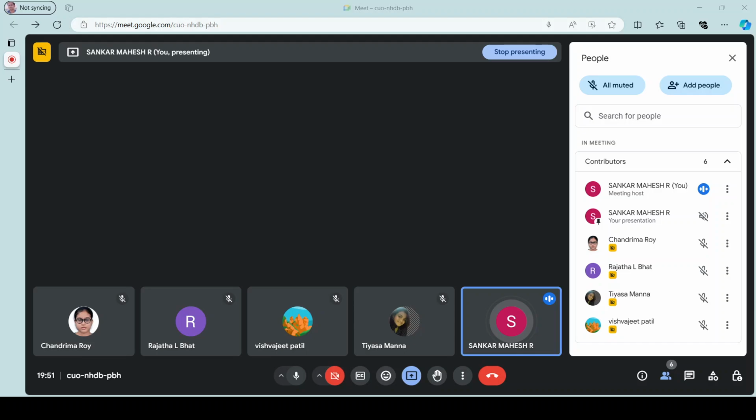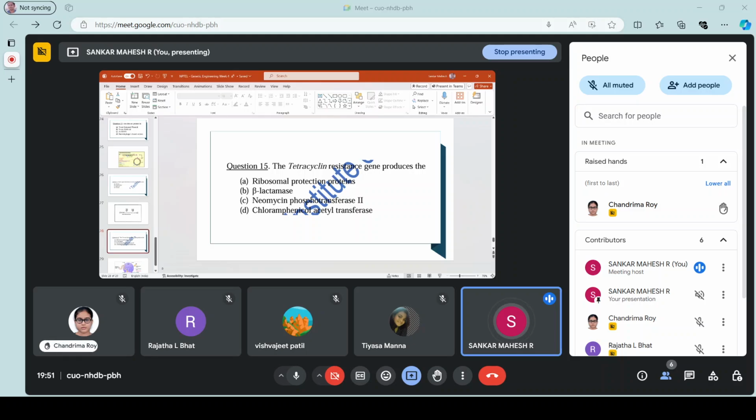The last question for today's class is: the tetracycline resistance gene produces which of the following? Ribosomal protection proteins, beta lactamase, neomycin phosphotransferase 2, and chloramphenicol acetyltransferase. To answer this question, you can first think about where tetracycline acts. That will help us answer this question.